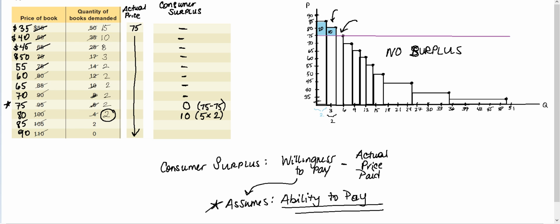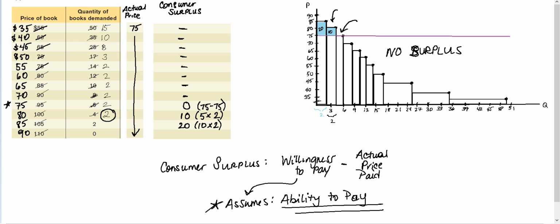Now moving down to the next row, we have two consumers who are willing to purchase at the price of $85. And they were actually, in fact, able to buy the book for $75. So for each one of them, the market produced a consumer surplus of $10, but there were two. And so the total consumer surplus generated at $85 was $20. And in parentheses, I'll just put $10 for each one and 2 individuals.